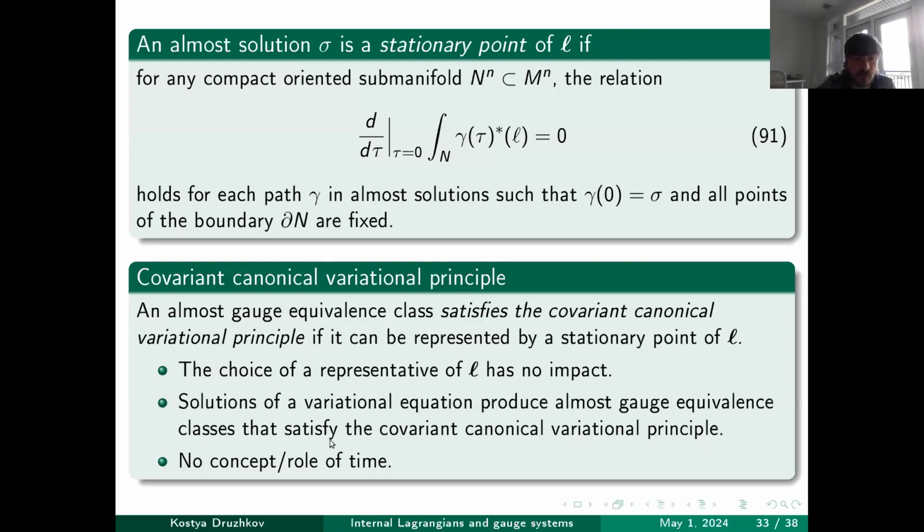In this sense, again, we have no concept, no role of time, no time involved here. Of course, we use the word time, but time was just some coordinate on our base manifolds. It was convenient for coordinate description, but the whole construction involves no time here. And it's a bit weird, maybe. So it means that the whole thing about variational principles, Hamiltonian or just covariant, is not based on the time concept.